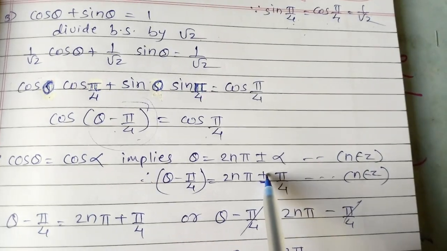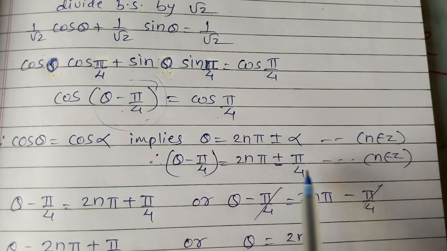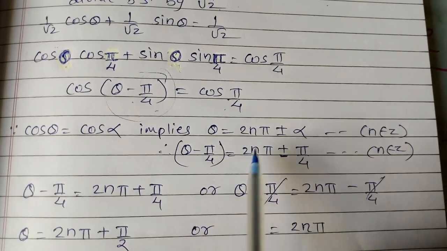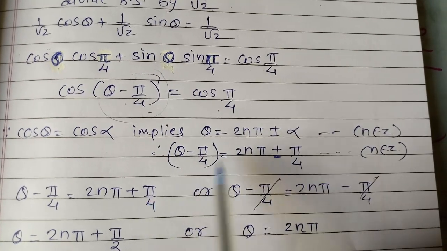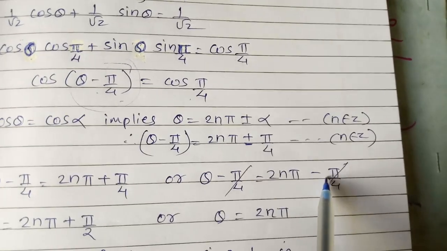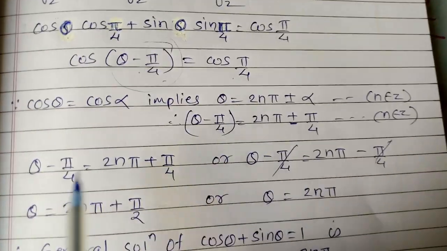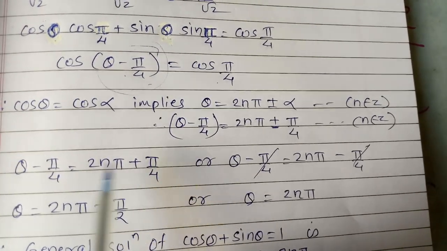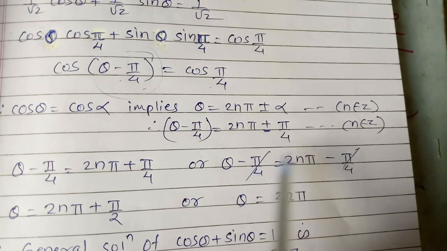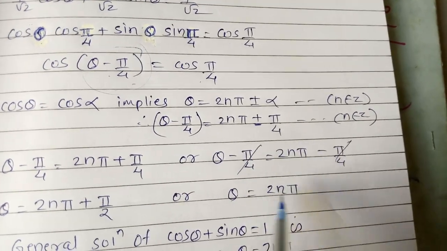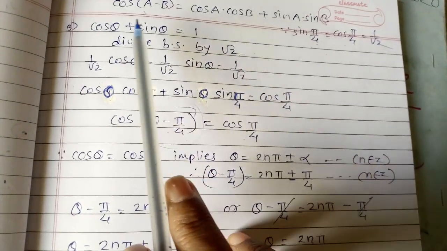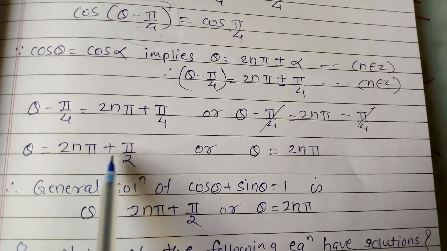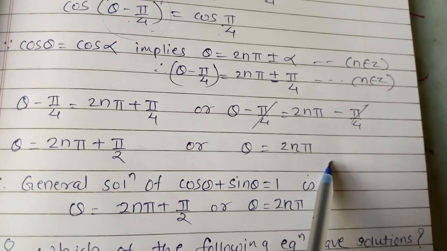Now again here plus minus, there are two values, so we separate it. First we take the plus value, and after that we take the minus value. So theta minus pi by 4 is equals to 2n pi plus pi by 4, and here we take the minus value. Now we move this pi by 4 to this side. So 2n pi plus pi by 4 plus pi by 4, we get pi by 2. And here pi by 4 cancels with this pi by 4, so theta is equals to 2n pi. Hence the general solution of cos theta plus sin theta is equals to 1 is theta is equals to 2n pi plus pi by 2, or theta is equals to 2n pi.